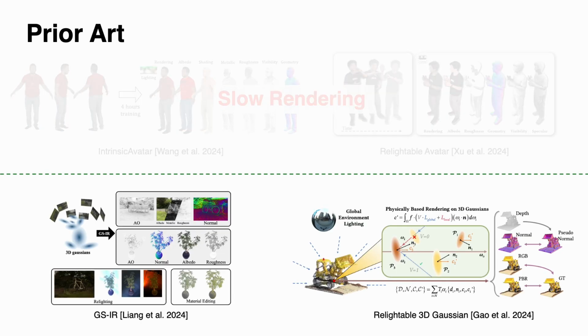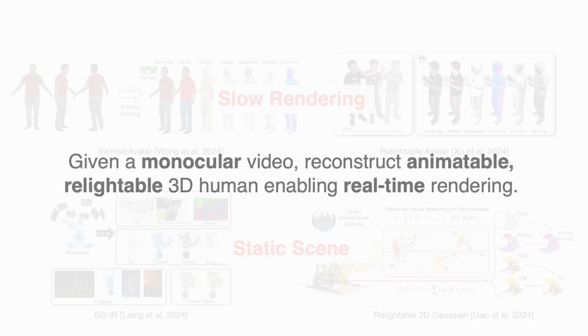Some other recent works reconstruct relightable scenes using 3D Gaussian splatting, which achieves real-time rendering, but it's only suitable for static scenes. The goal of our work is to reconstruct animatable, relightable 3D human avatars that enable real-time rendering, given only a monocular video.